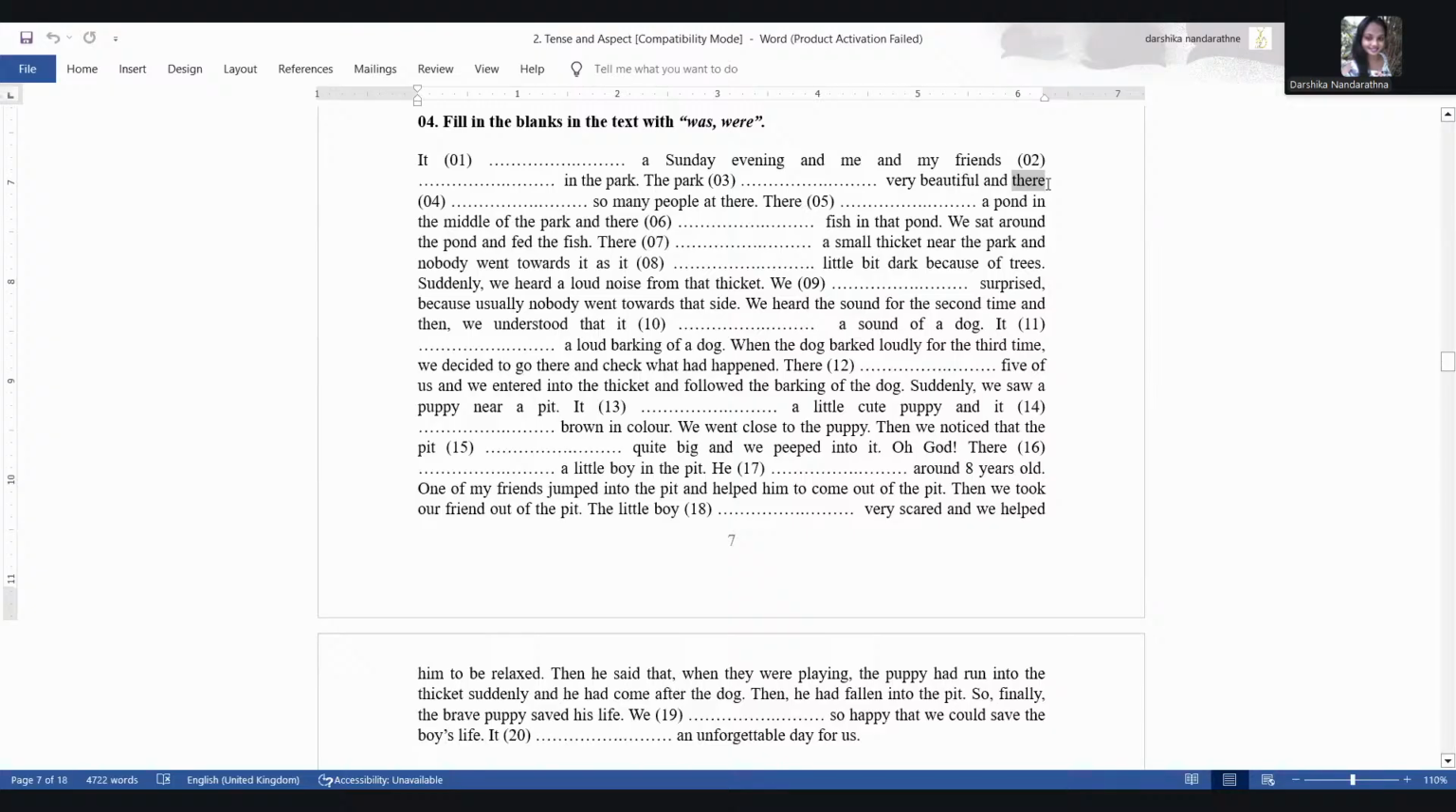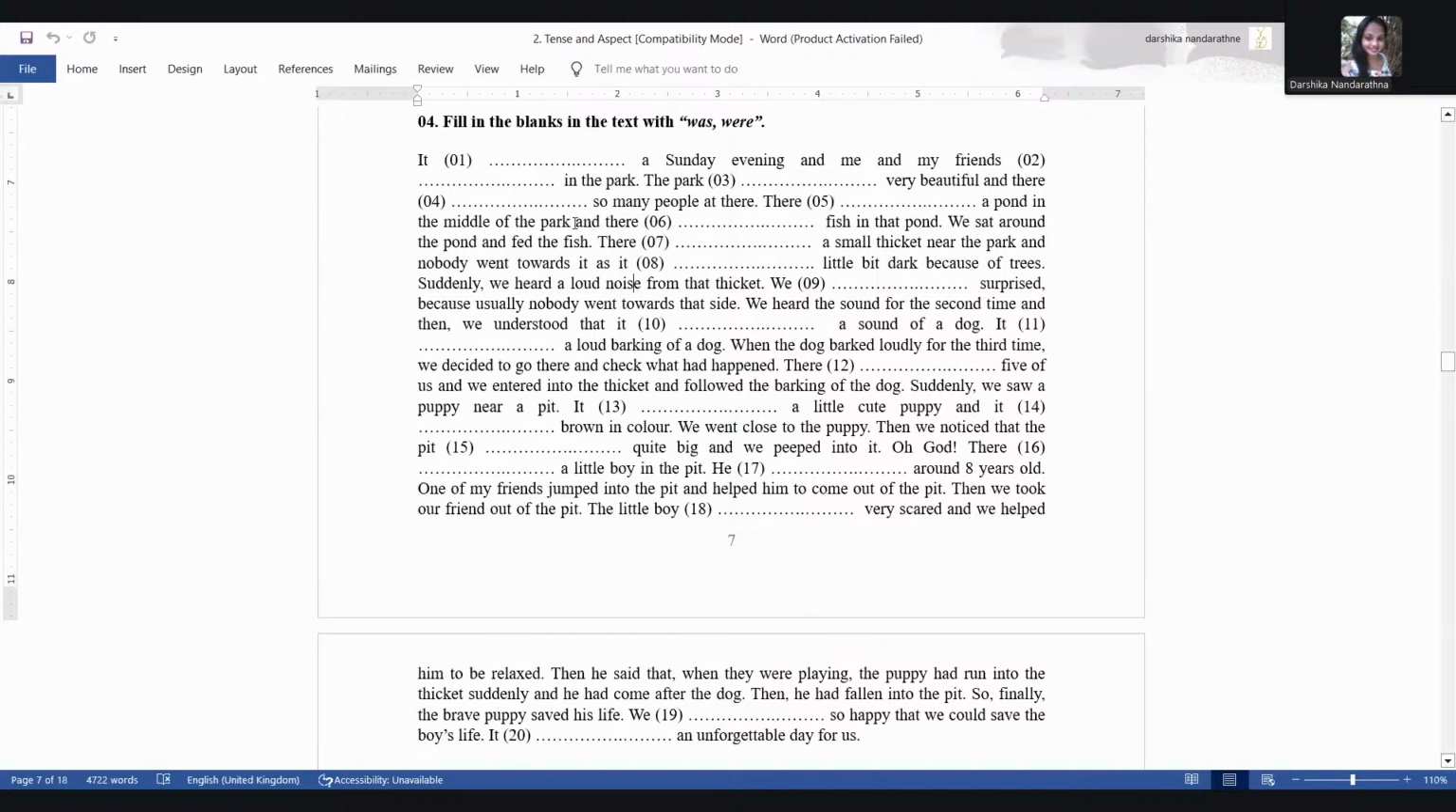Okay, there වලින් නම් පටන් ගන්න sentence එක. බලන්න පුතේ ඒකේ noun එක. මෙතන තියෙන singular noun එක. So use was here. මෙතන තියෙන plural noun එක. So many people. Then you should use were here. That is the rule. So the park was very beautiful and there were so many people there.